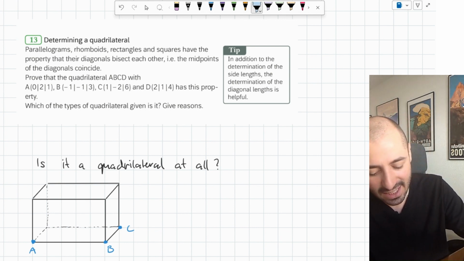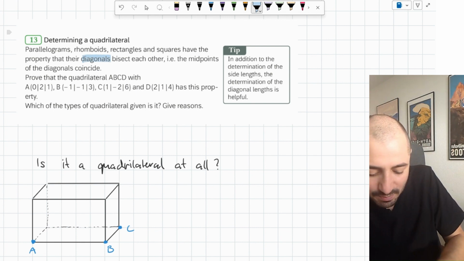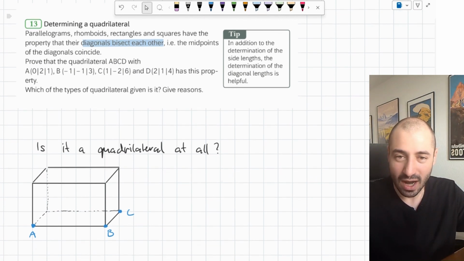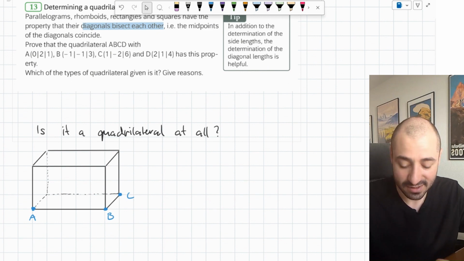The hint is hidden here. It points out a fact about the diagonals. It says that the diagonals bisect each other. So first, let's talk about the diagonals and why they are so important in this case, and what the diagonals tell us.